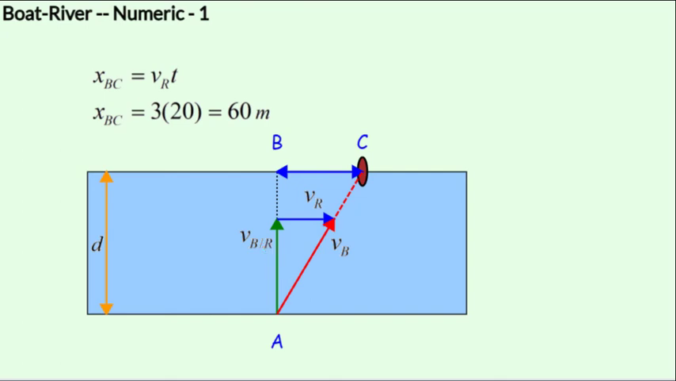The time taken to cross over in this scenario we had already computed a little while ago, and that was 20 seconds. So the boat takes 20 seconds to cross over to the other side. In the absence of acceleration, the drift would be the x velocity times the time that the boat travels. So the drift turns out to be 60 meters.